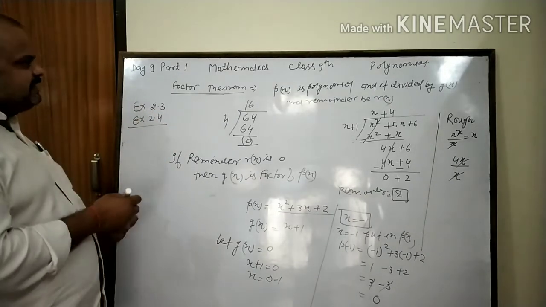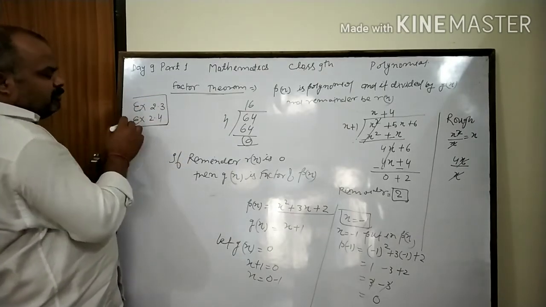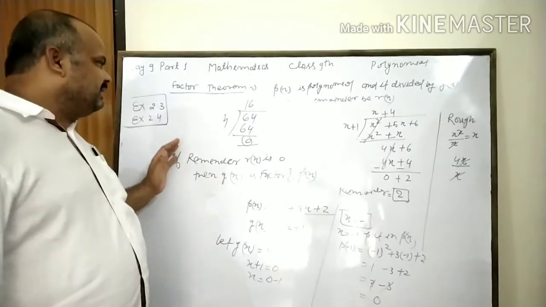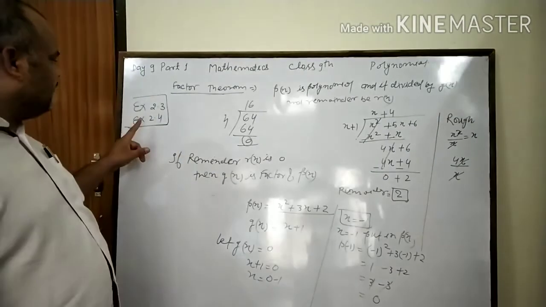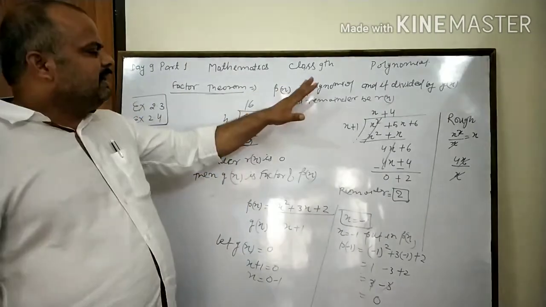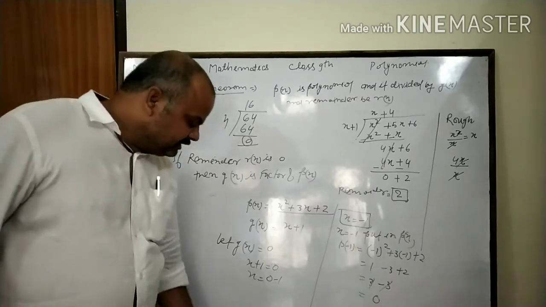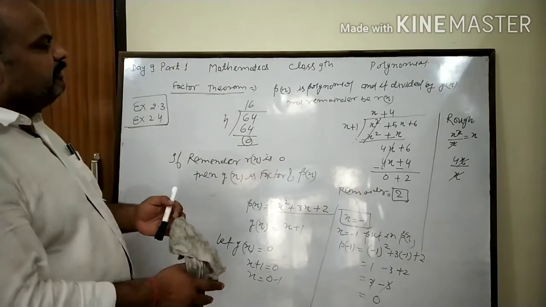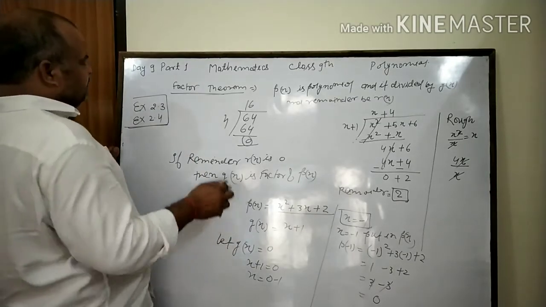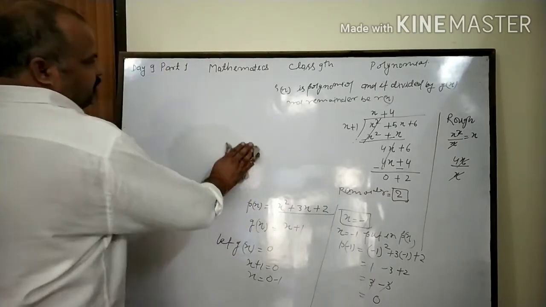By this way, you can solve exercise 2.3 and exercise 2.4. In our next classes, we will discuss the formulas or topics related to exercise 2.5, and it is our last topic. Clear? Now you can solve exercise 2.3 and exercise 2.4. It is the basis of the factor theorem and remainder theorem. In exercise 2.4, if you have some doubt, then you can ask. Clear?